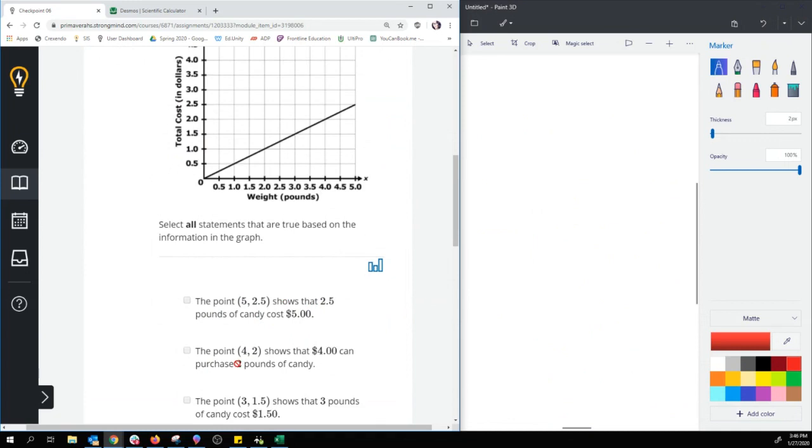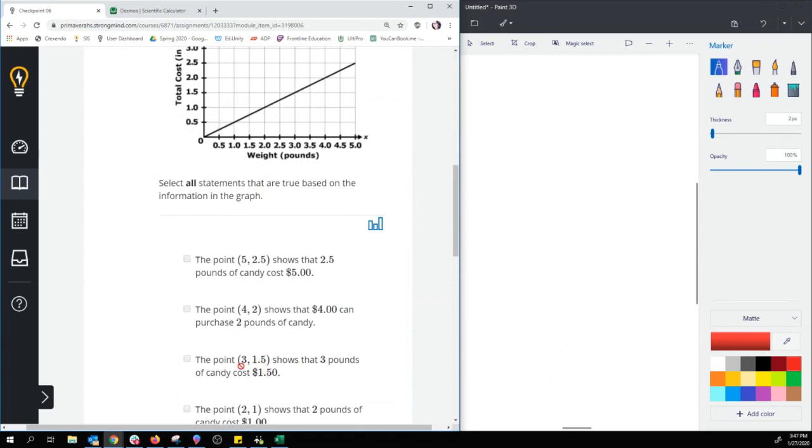Let's look at the second one. It says that 0.4, 2 shows that $4 can purchase 2 pounds of candy. So if I look down here, I have my 4, but remember 4 is talking about weight, right? So should this be $4 or should it be 4 pounds? It's 4 pounds, right? So again, the variables are mixed up, so it can't be that one.